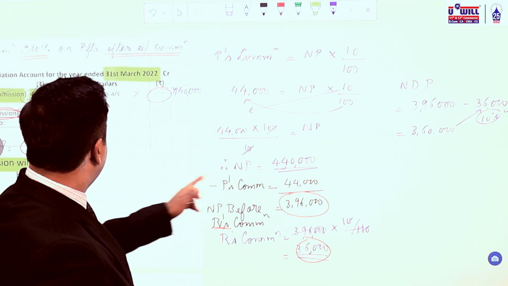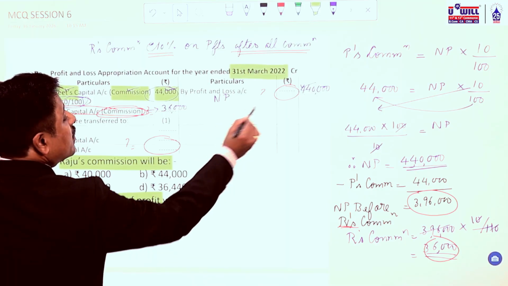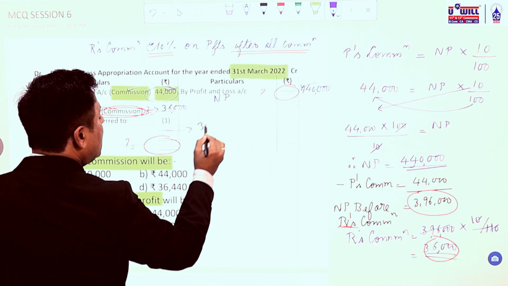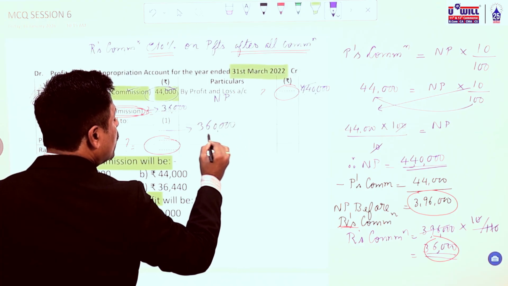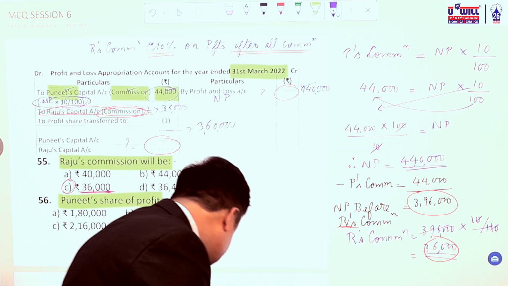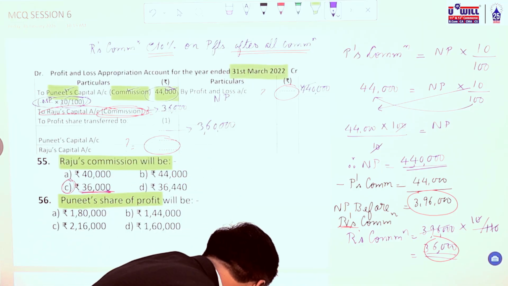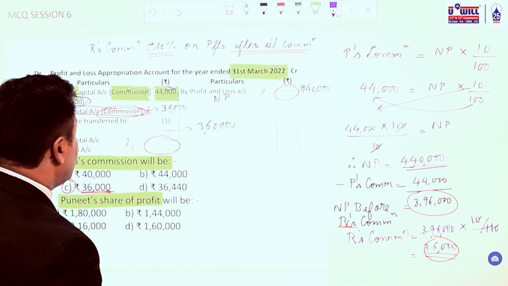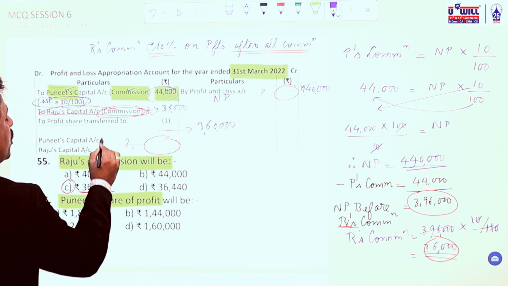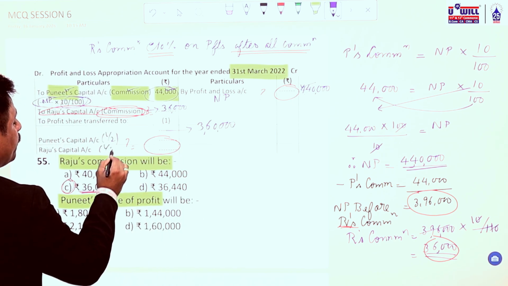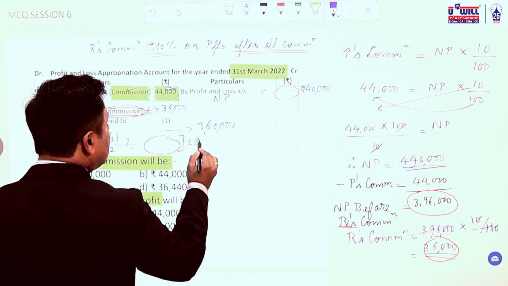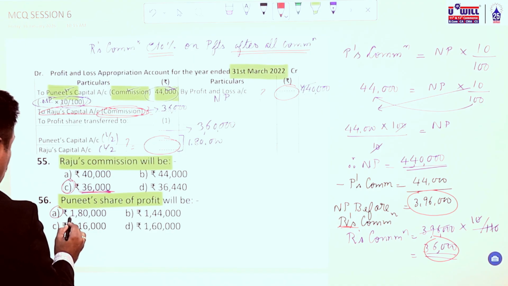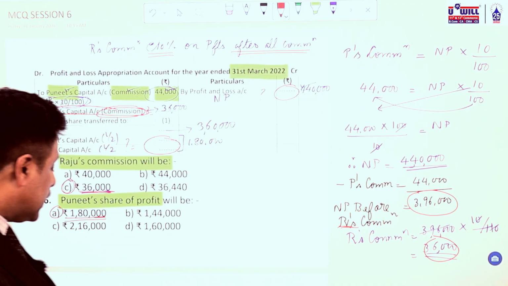Okay. Now this 4,40,000 minus 44 minus 36. This amount of profit would be equal to 3,60,000. Now, is any profit sharing ratio given in the question? Not given. If you see the question above, the profit sharing ratio is not given. So how will you distribute these profits? Half. Means both the partners will get 1,80,000 each. 3,60,000 is half, 1,80,000. So option A, 1,80,000 will be the correct answer.